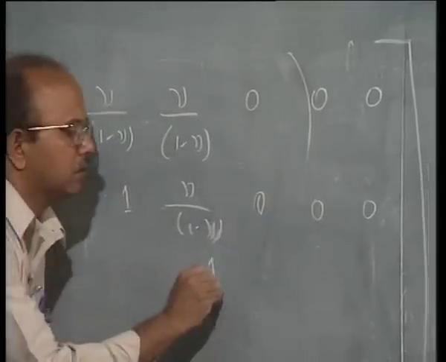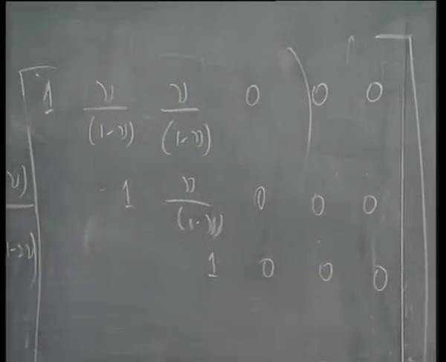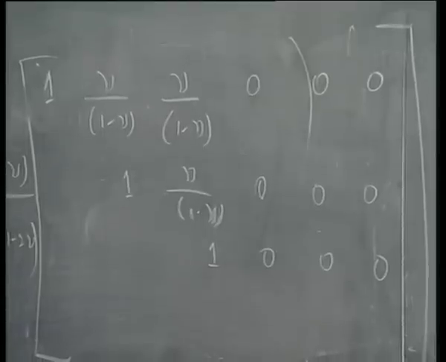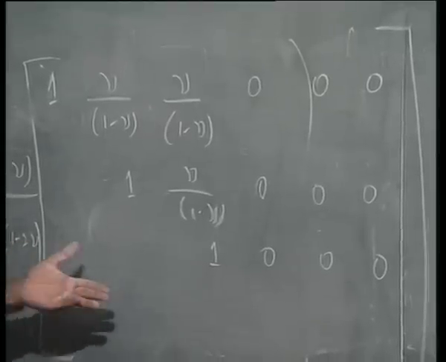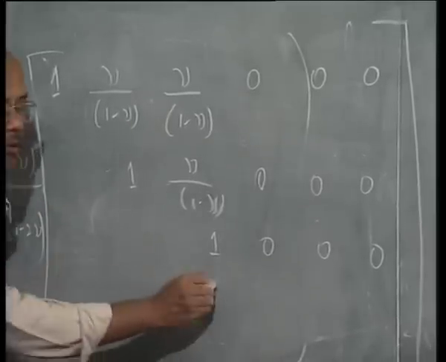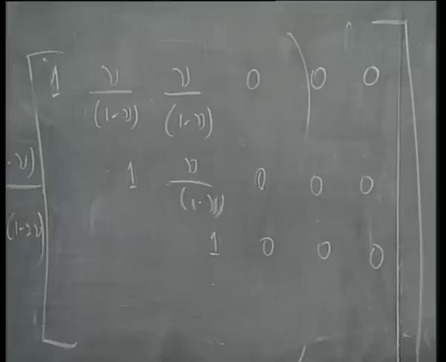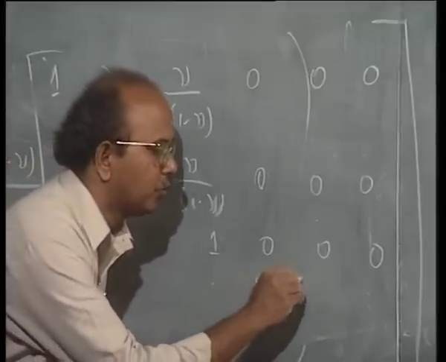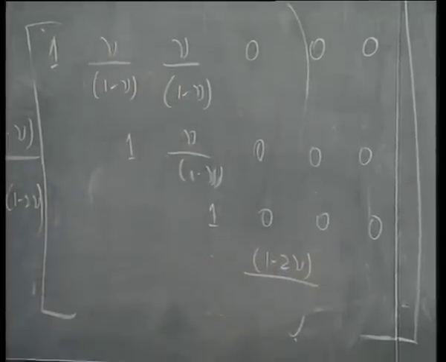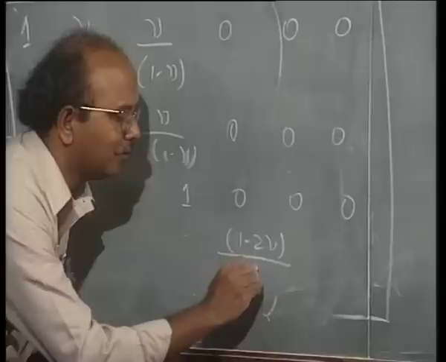1, 0, 0, 0. What is the fourth term? No, the fourth term can't be 0 all the way. Here I have to fill it up. Yes, all these things are 0, obviously, because they are symmetric, so those 3 are 0. So there should be an entry in the diagonal term, obviously. So what is that entry? 1 minus 2 nu divided by, correct, 2 into 1 minus nu.